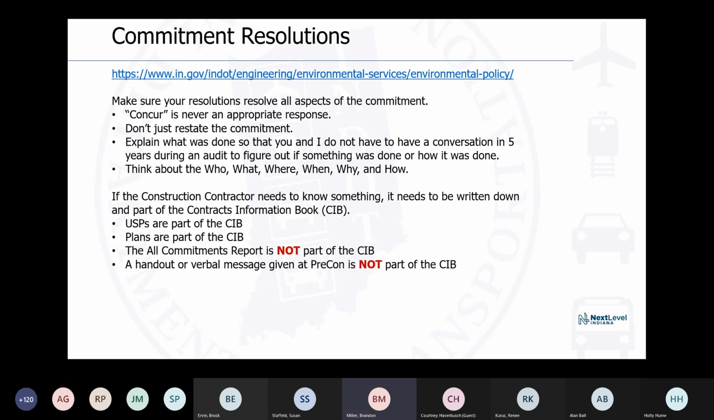And Dave does point out a big thing. The change in scope right away is one of the design-centric commitments and should be resolved from the designer's perspective. Don't just repeat the commitment. And that is very important.